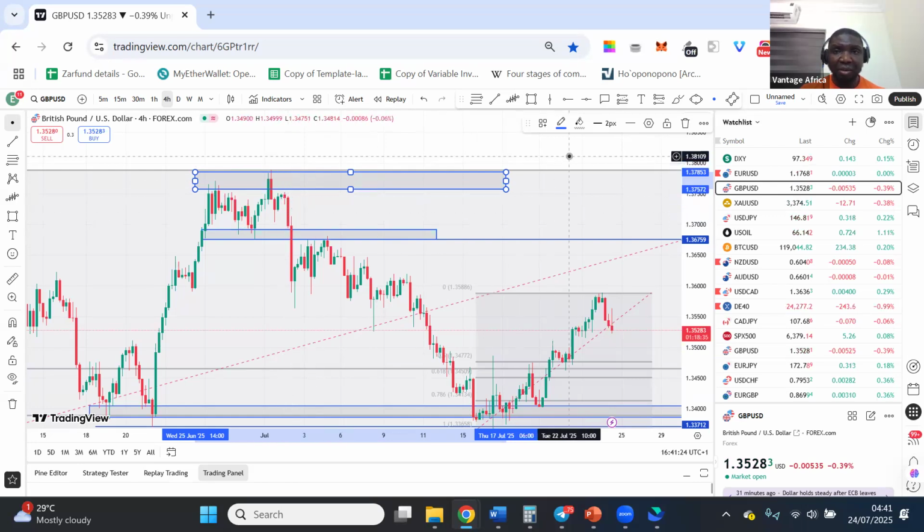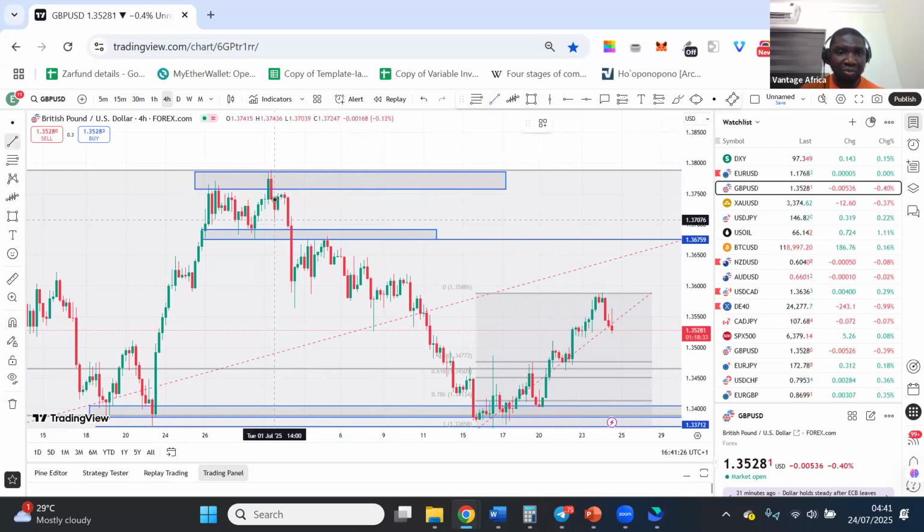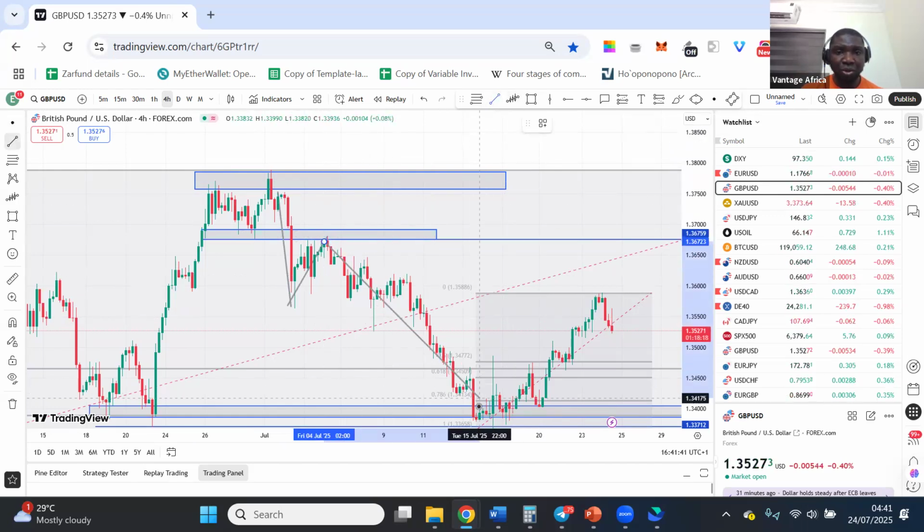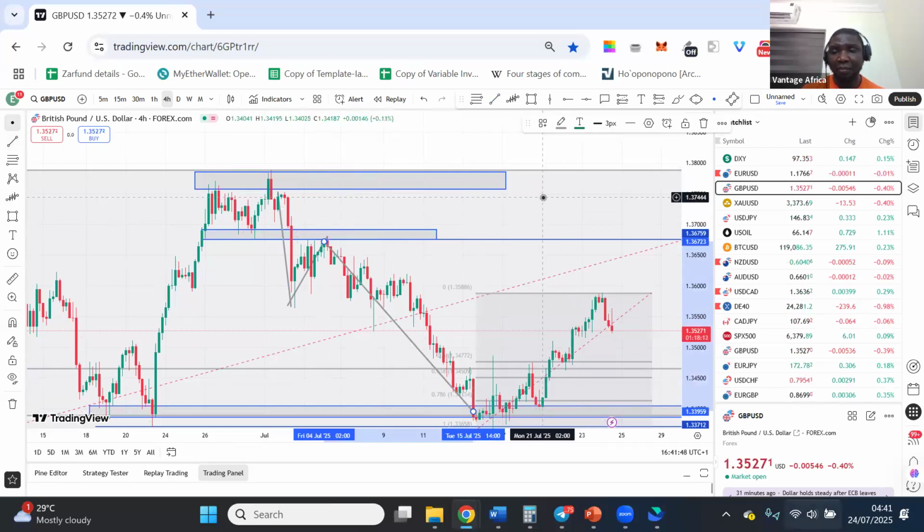Then you see that price broke out of it. And when it broke out of it, what happened? It made a pullback to where it broke out of, and then it continued down. Look at that move right there. That is how the market works.